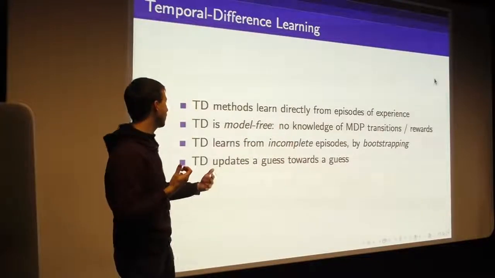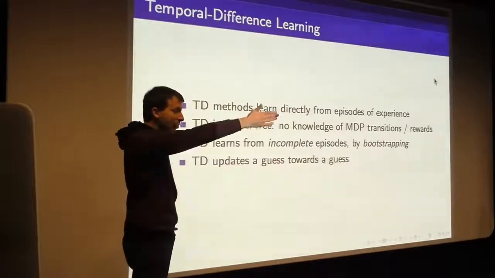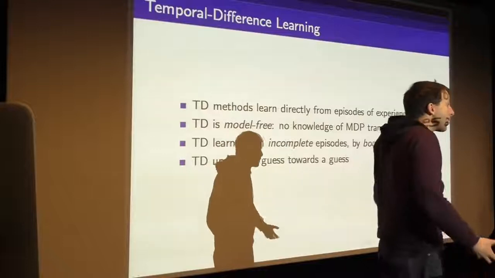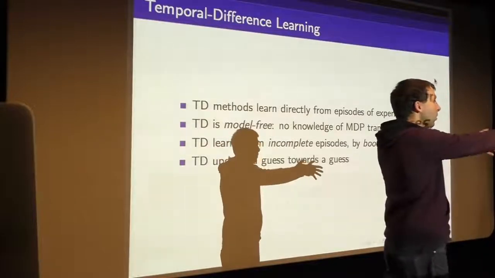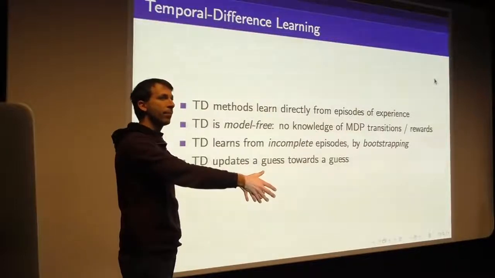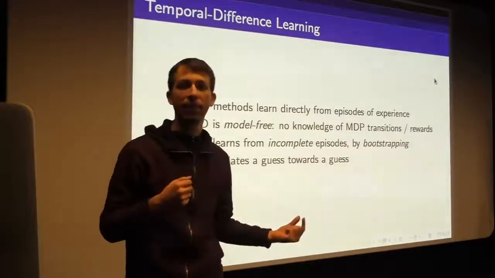That's where we update our guess of the value function. I'm going to start off guessing how long it's going to take me to get to the wall. I'm going to walk some number of steps. I'm going to make another guess of how long it's going to take me to get to the wall. And I'm going to update my original guess towards my subsequent guess. That idea is called bootstrapping, and that's the fundamental idea behind TD learning.